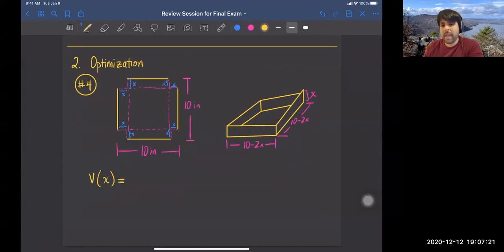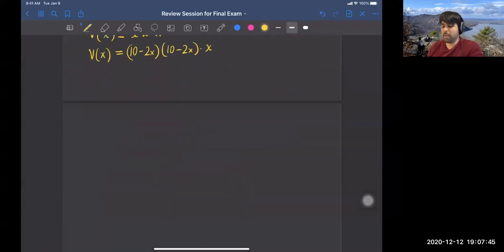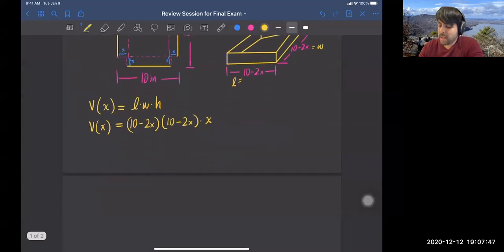What's the volume of a box? Length times width times height, isn't it? This is the length. This is the width. And this is the height. So then I can replace everything with 10 minus 2x multiplied by 10 minus 2x multiplied by x. That is the volume of my box. And now what do I have here? This is known as a polynomial. This is a polynomial function.